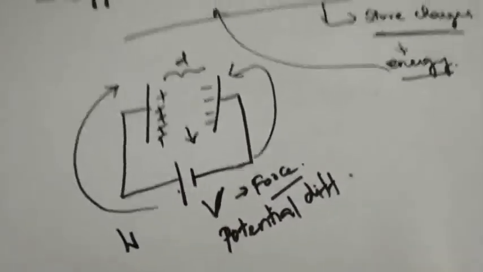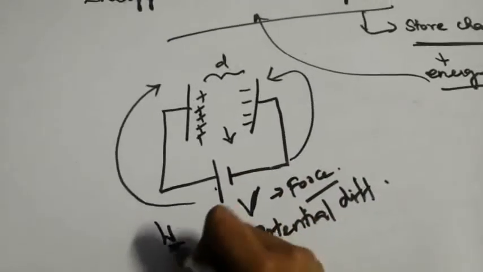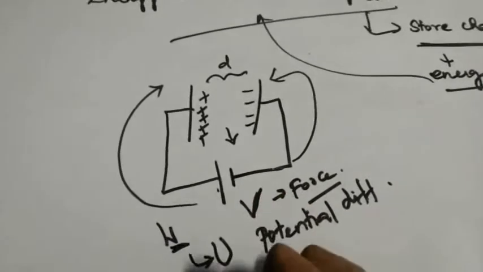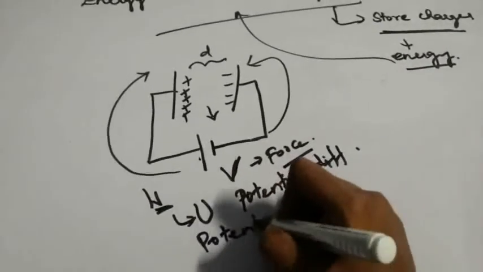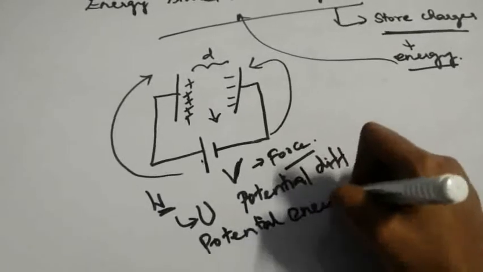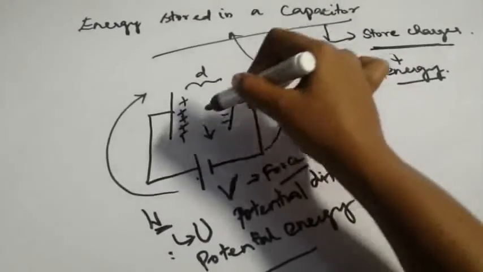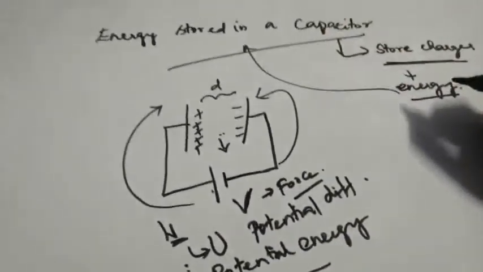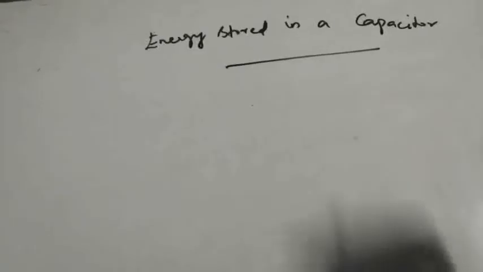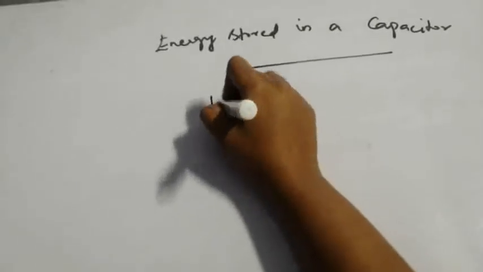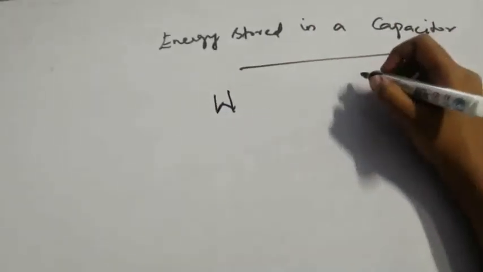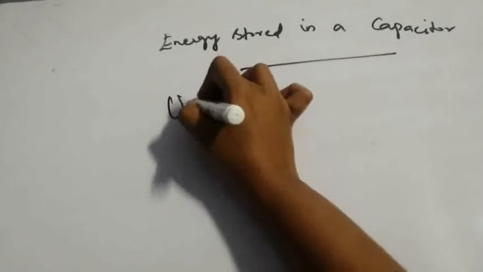And we know that the work done is always stored as the potential energy U. This is what the potential energy is. So this work done is stored as the potential energy inside the capacitor, which is always U.